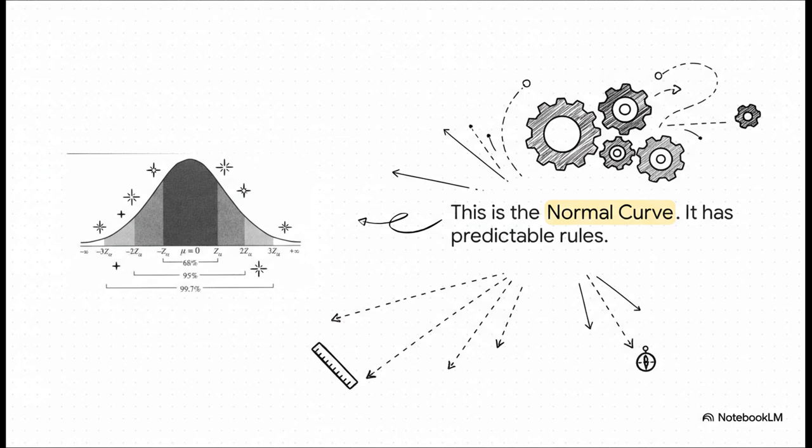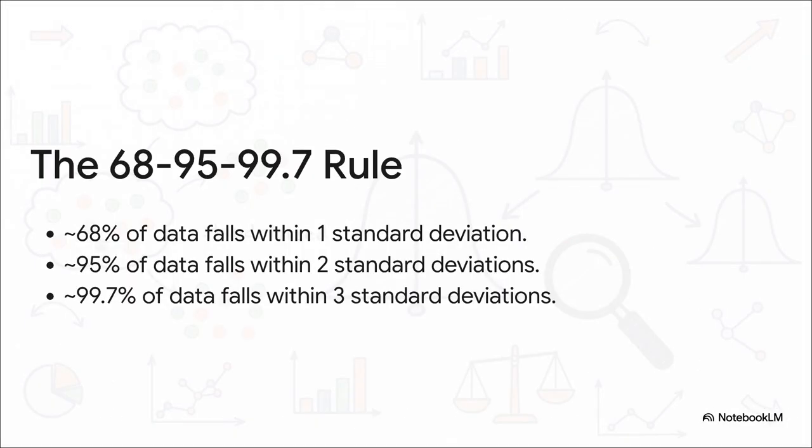And the reason it's so important in, well, pretty much all of statistics is because its shape isn't an accident. It's incredibly predictable. It has rules. And those rules have a name that's pretty easy to remember, the 68-95-99.7 rule.